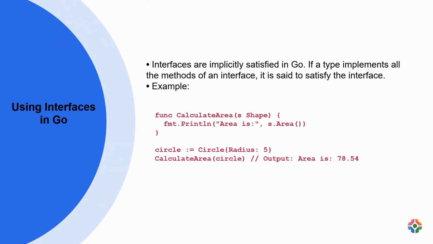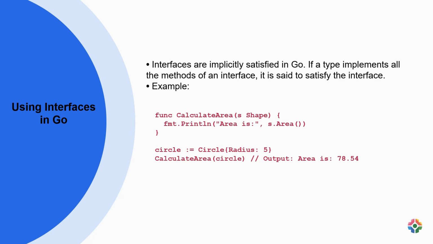In Go, interfaces are implicitly implemented. If a type fulfills all the methods defined in an interface, it automatically satisfies that interface. For instance, consider an interface shape with a method area. If a type circle has a method area that calculates the area of a circle, it satisfies the shape interface.